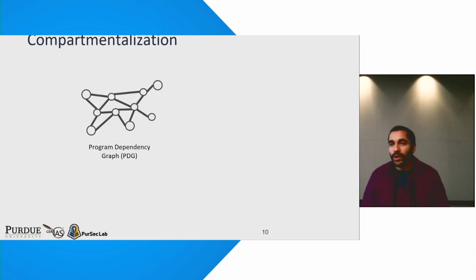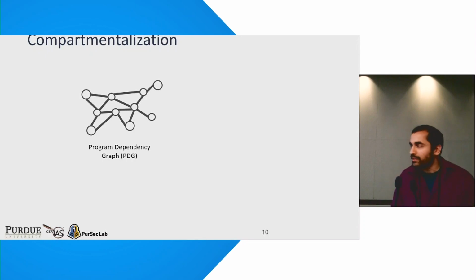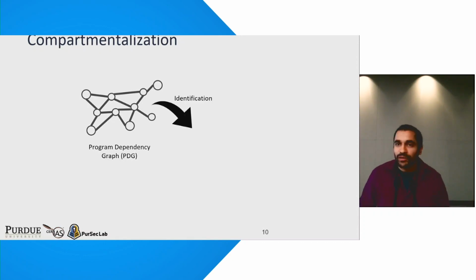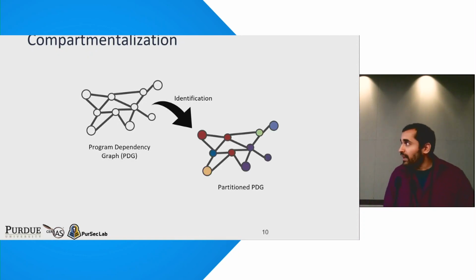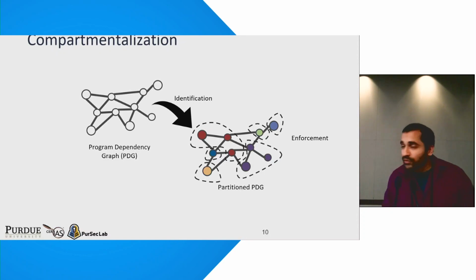Usually compartmentalization frameworks work in two phases. First of all, they take the firmware and translate it into a program dependency graph. If you're not familiar with a program dependency graph, it's like a control flow graph, but on top of control dependencies, it also has data dependencies. The first phase is identification, where they partition the program dependency graph and produce a partitioned graph, where each partition is basically a compartment. The next phase is the enforcement phase, where every compartment is isolated from the other compartments.